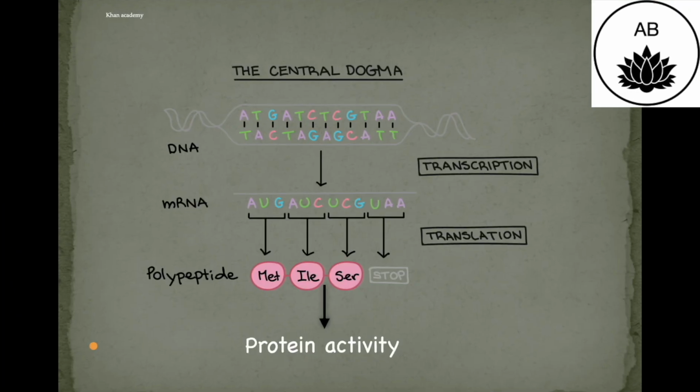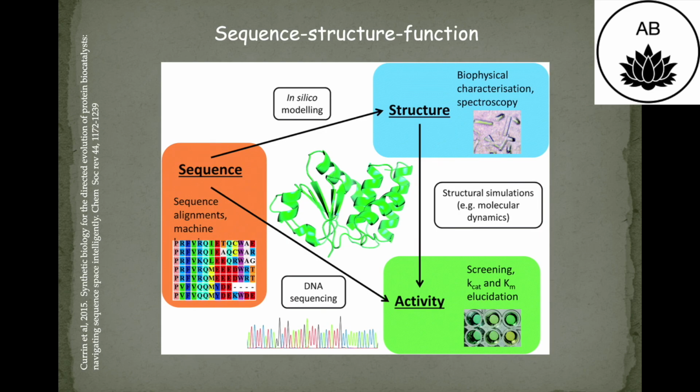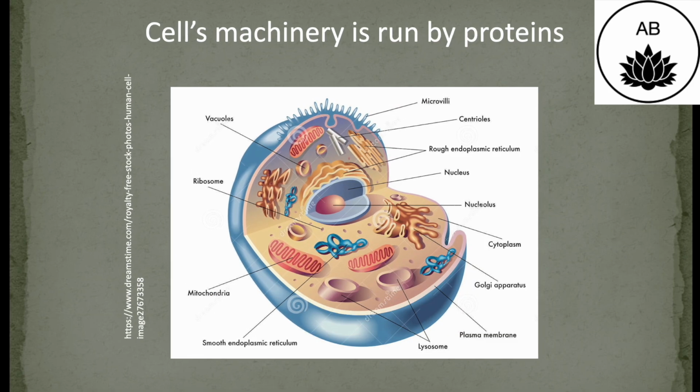Now coming to the central dogma of life, DNA is transcribed into mRNA, and mRNA is translated into polypeptide chain, and you ultimately get a protein. We require the protein for its activity, right? Because proteins run the cell's machinery.